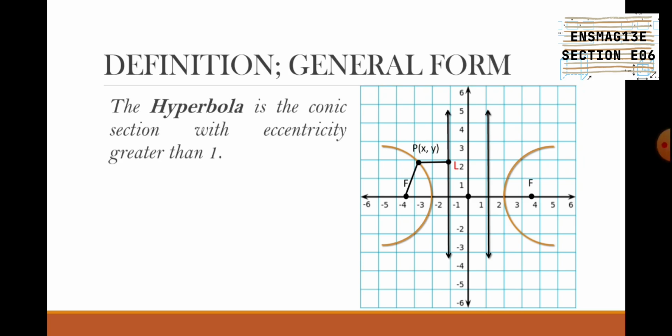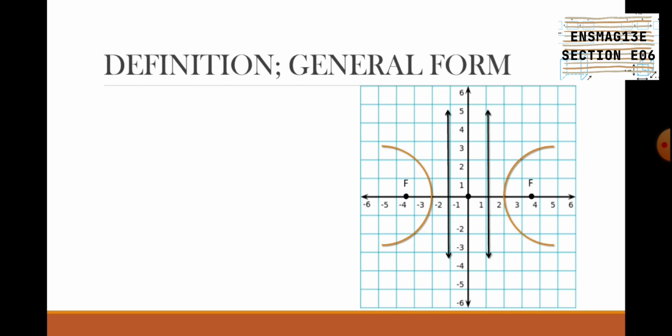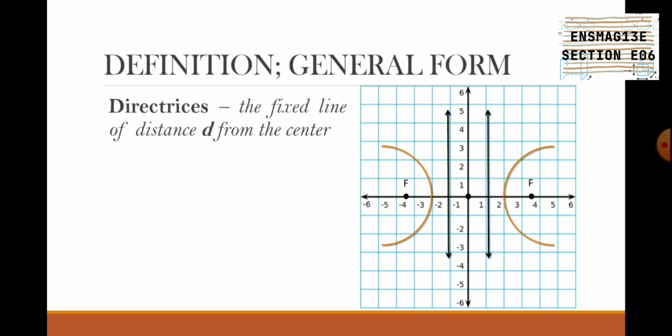The hyperbola is the conic section with eccentricity greater than 1. That is, the distance from your focus to point P over the distance of your directrix to point P is greater than 1. The directrices are the fixed lines of distance d from the center. In our figure, these lines are the directrices, and the distance from the center of your hyperbola to the directrix is equivalent to distance d.